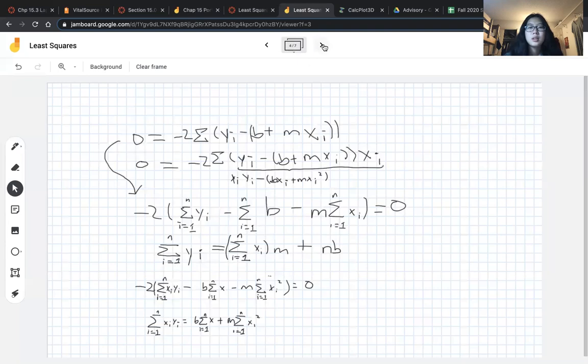Okay, next we are trying to minimize the equation, the line. So we set each of the partial derivatives equal to 0. And then when we solve, this is what we get for each of them.